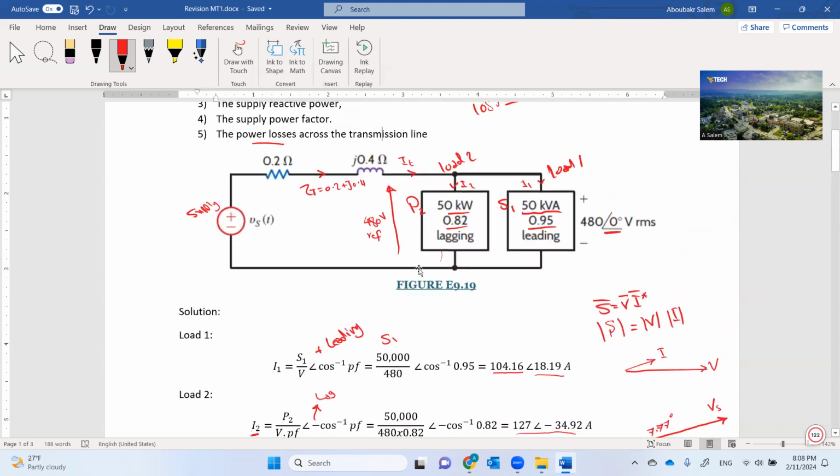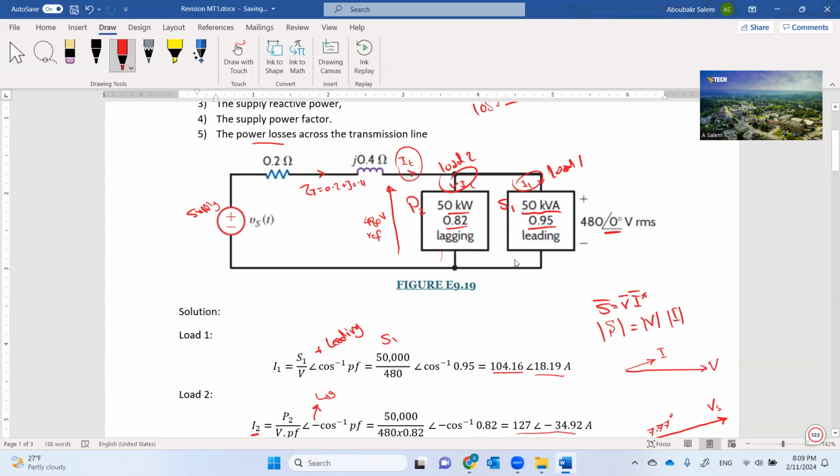So again, guys, the concept here in this problem: firstly, we need to calculate the main current. In order to calculate the main current, we got the currents of the two loads, then we added them together in order to get IT. Take care, guys, when you calculate the currents, you have to get I1 and I2 in magnitude and angle, because it's impossible to calculate the summation of current from RMS only. This is not DC.